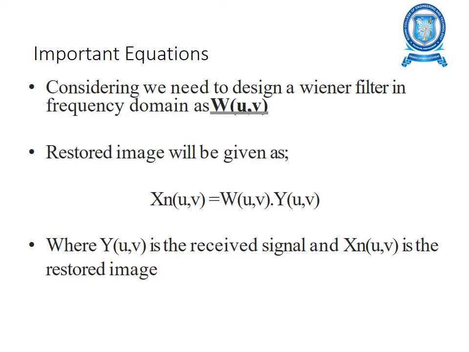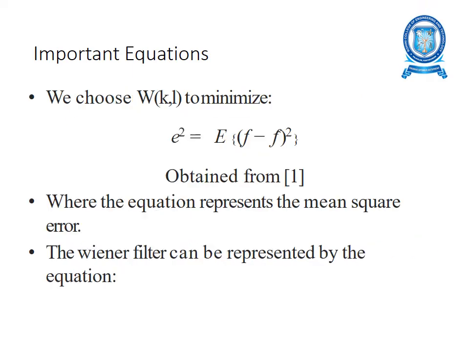We are going to consider designing a Wiener filter in the frequency domain as W(u,v). The restored image can be given as Xn(u,v) equal to W(u,v) times Y(u,v), where Y(u,v) is nothing but the received signal and Xn(u,v) is the restored image.